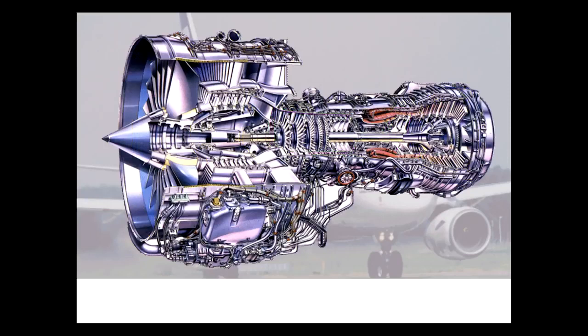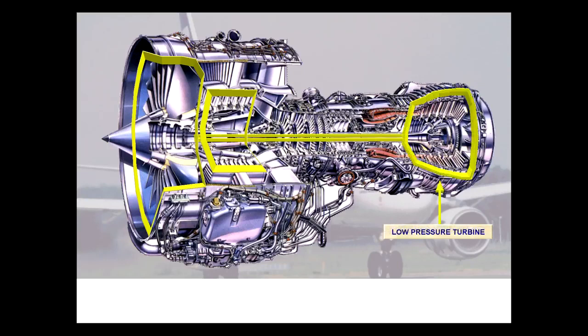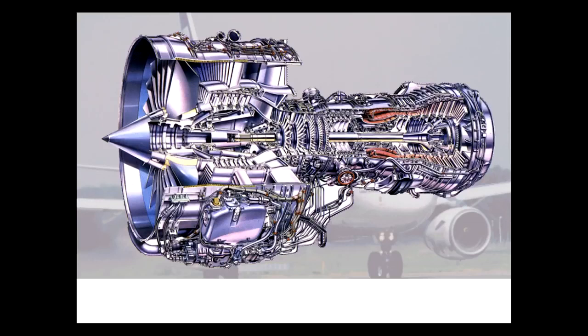The low-pressure compressor, also called N1, consists of a front fan and a low-pressure compressor connected to a low-pressure turbine. The high-pressure compressor, also called N2, consists of a high-pressure compressor connected to a high-pressure turbine.